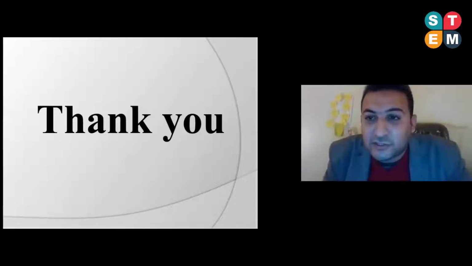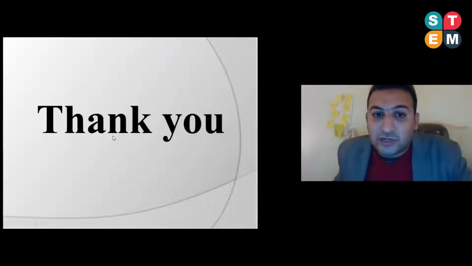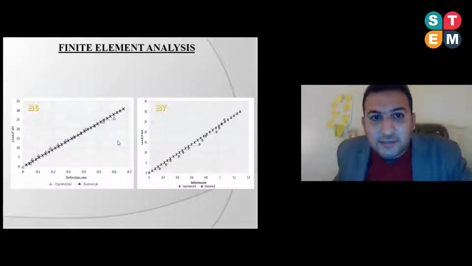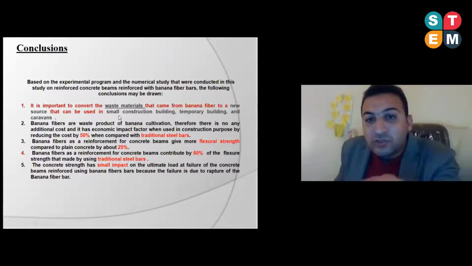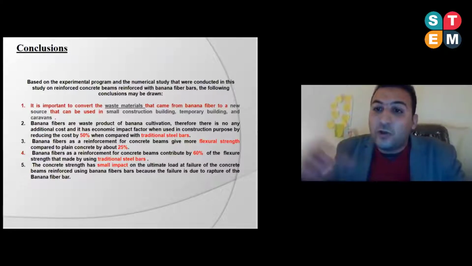This is banana fiber. We know that it's a natural material, so it is a biodegradable material. We can make a lot of treatments to make it usable in our construction. In conclusion, I use it as a waste material in a small construction building or temporary building. That is for a small period, not for a long time, because it's biodegradable material.